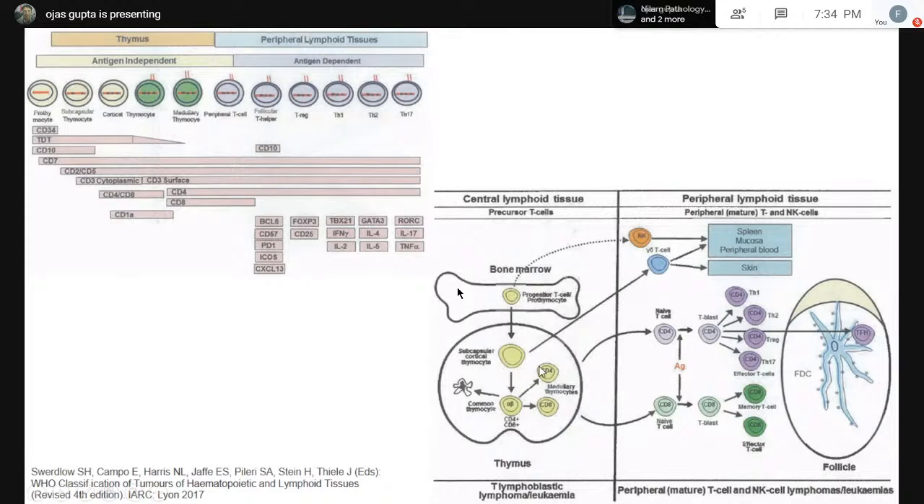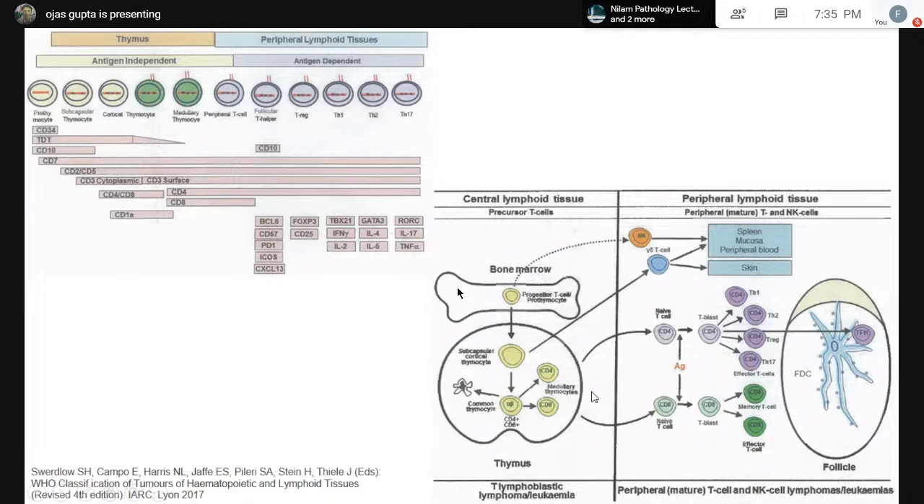Also, from these subcapsular cortical thymocytes, there arise gamma delta T cells. These gamma delta T cells are less than 5% of the normal T cells, and they lack CD4, CD8 and CD5 markers. They are specifically situated in the spleen, mucosa, peripheral blood and the skin. Now, these gamma delta cells are nothing but a T cell receptor type, and the other T cell receptor is alpha beta.